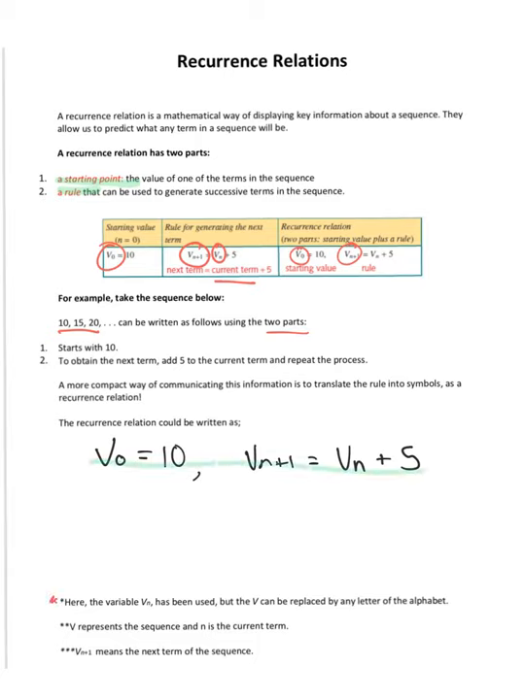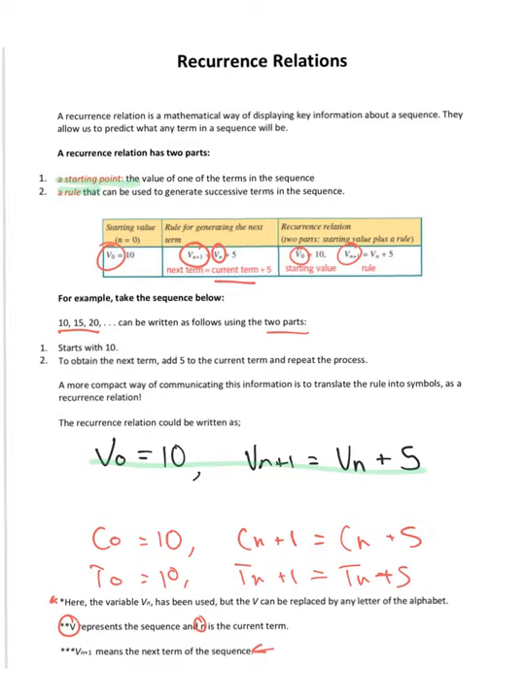You see here that I've got a few notes. Here the variable Vn has been used, but V can be replaced by any letter of the alphabet. We might have C0 equals 10, Cn plus 1 equals Cn plus 5. We'd have T0 equals 10, Tn plus 1 equals Tn plus 5. It does not matter what variable is used. V represents the sequence and n is the current term. Vn plus 1 means the next term of the sequence. Few key things. Alrighty, let's have a look at an example.